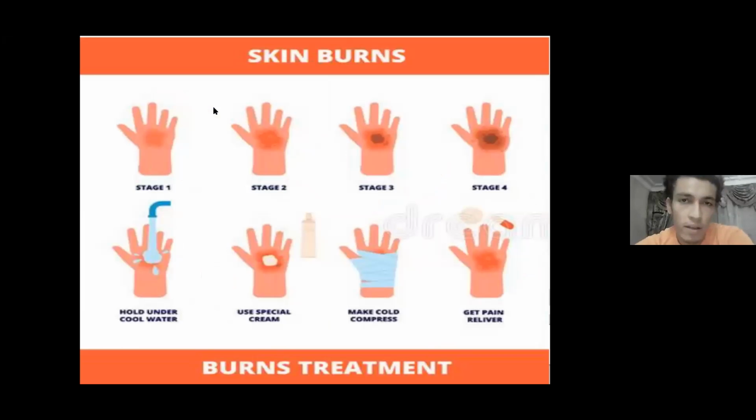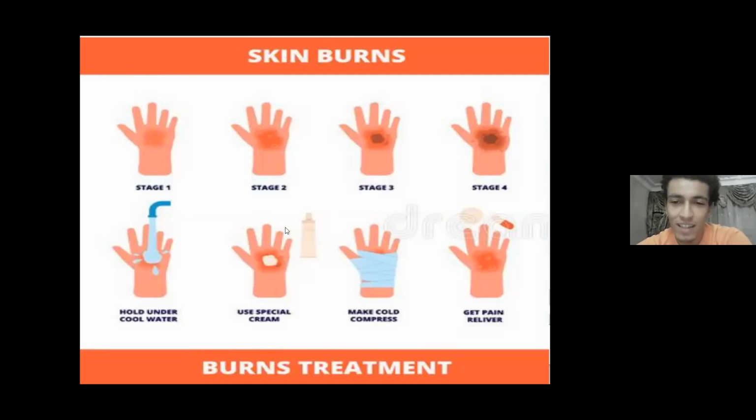So as you see here, these are the first stages. The first stage, the superficial one, just use cool water, like the water from the tap of the bathroom. Keep it for 10 minutes on the surface of the burn. For the second degree, we also use water first for 10 minutes. Then we use the cream or the ointment or any medication used for burns, except yogurt.